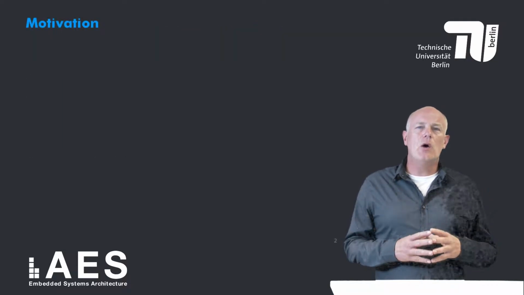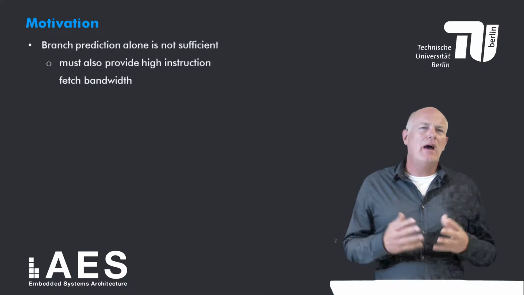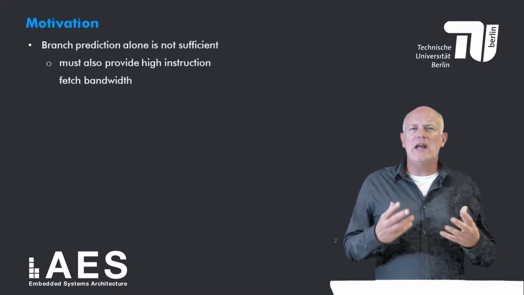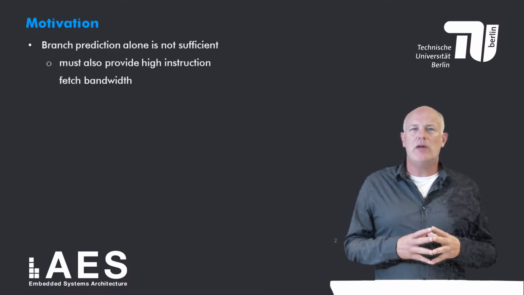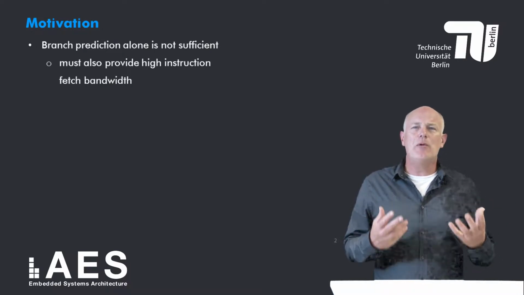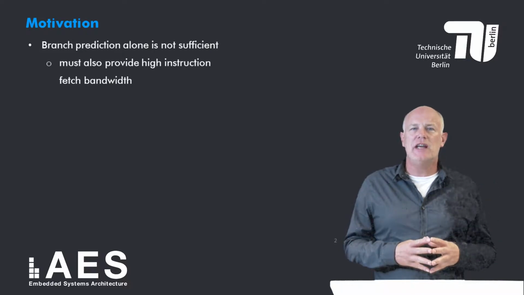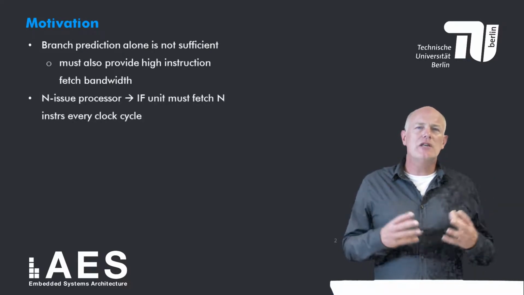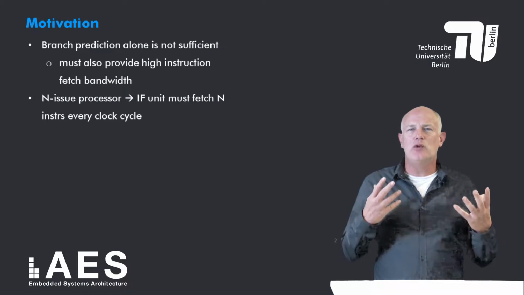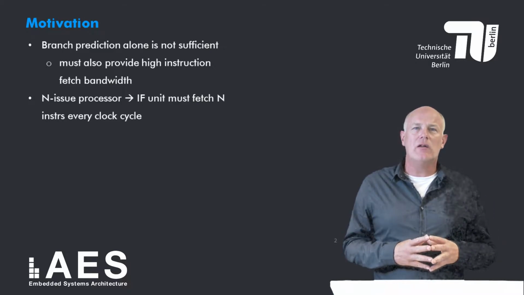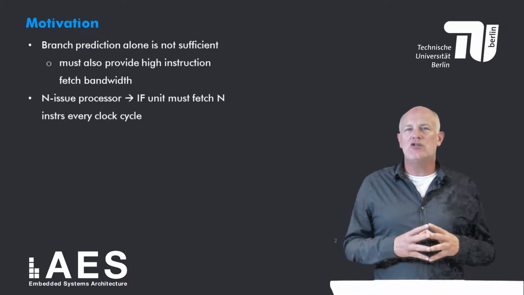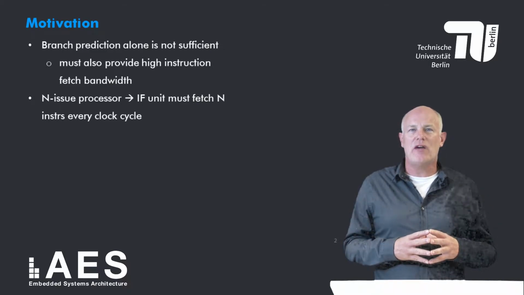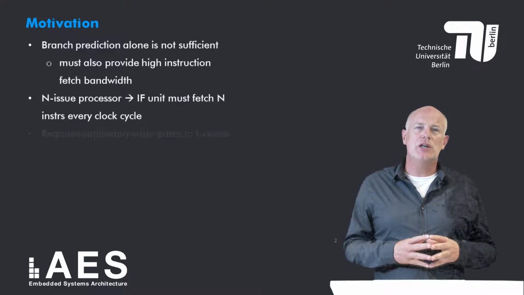A few lessons ago I talked about branch prediction. However, branch prediction alone is not sufficient. We must also provide high instruction fetch bandwidth. In other words, we need to be able to fetch multiple instructions each cycle. Obviously, if our processor is able to issue n instructions each cycle, then the instruction fetch unit should also be able to fetch n instructions from the instruction cache every cycle and place them in the instruction queue.